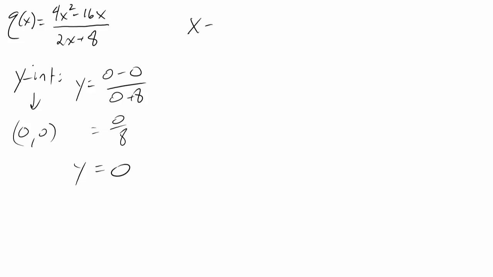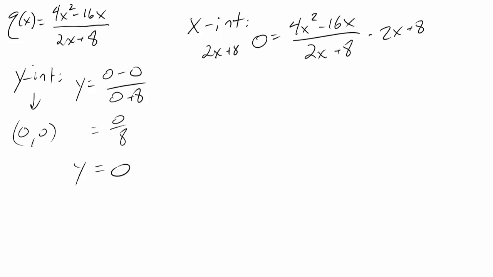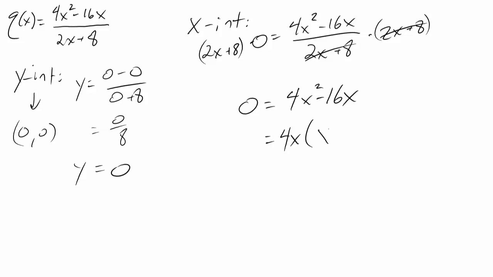Right. Now we move on to the x-intercepts. So now we're going to put a 0 in for y and solve for the corresponding x values. So we get 0 equals 4x squared minus 16x over 2x plus 8. And now we're going to multiply both sides by 2x plus 8 so that we can just focus on the part that's really important, which is the numerator of our rational function. So we get 0 equals 4x squared minus 16x. Now to solve this, we're just going to do some basic algebra here. So we'll factor out the common factor of 4x. That'll leave us with x minus 4.